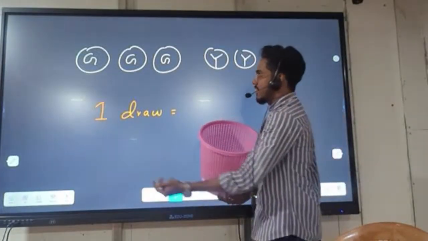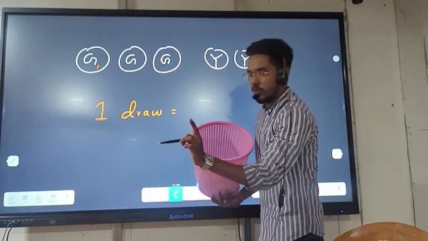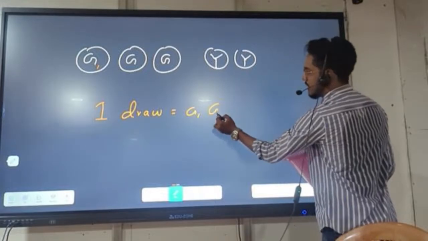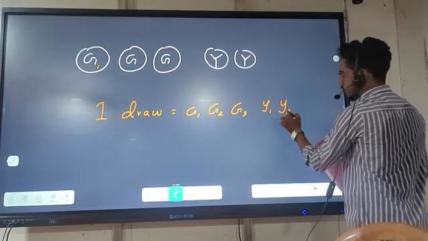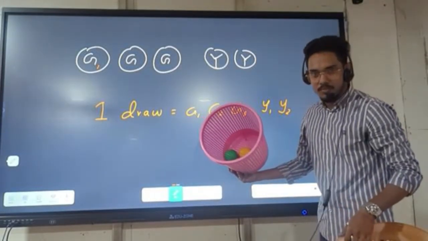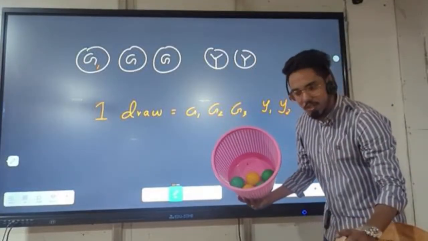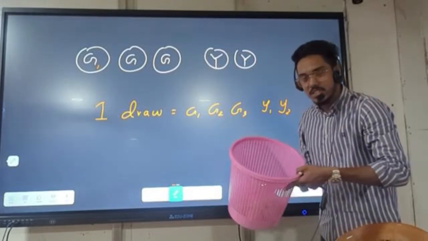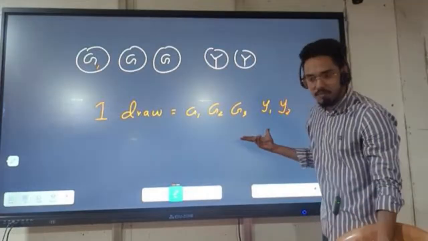option is I can select this first green color ball, green one. That is one option. Another option is I can select green 2, or I can select green 3, yellow 1, yellow 2. So those are the 5 balls we have inside this basket. So we're going to take only one out of the 5. So the result is going to be only one out of these 5. So the total possibility is only 5. We have only 5 chances.